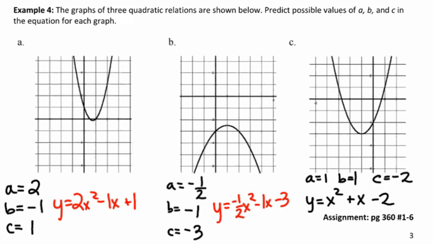Your assignment for 7.1 is just practicing recognizing how A, B, and C affect our quadratics, getting used to the properties of vertex, intercepts, domain, range, axis of symmetry, all those new terms. That assignment's on page 360, numbers 1 to 6.